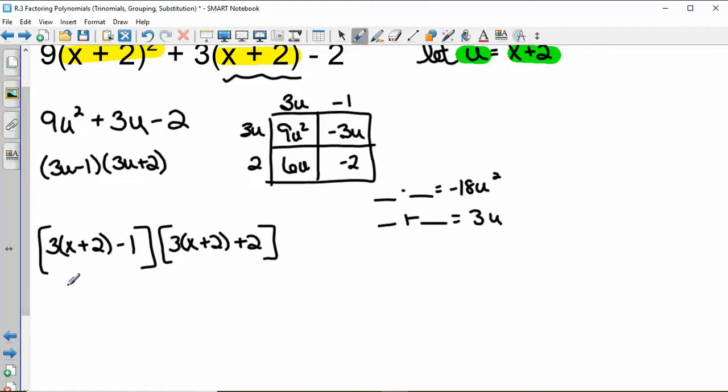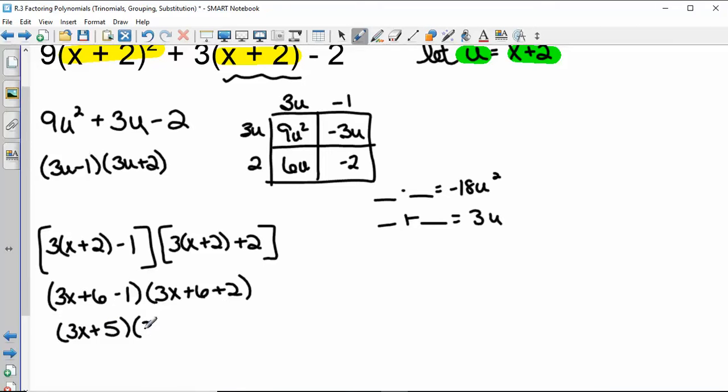Okay, if we multiply this out, we get 3x plus 6 minus 1, 3x plus 6 plus 2. So that's 3x plus 5 and 3x plus 8. And that would be my final answer, my final factored form.